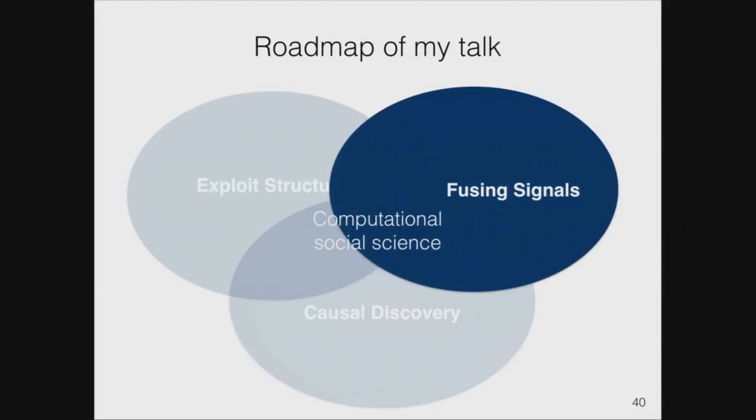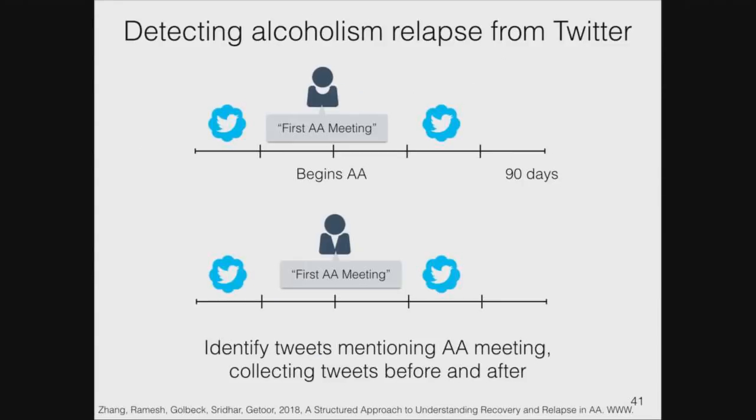So the next part of my talk is going to look at fusing information and combining multiple signals for prediction. For this, we looked at Twitter for people that tweeted about going to their first AA meeting. For these users, we gather tweets before they said that, and we gather tweets after for up to 90 days, and actually beyond. But I'm going to look at the 90-day recovery mark, because that's typically what they use as a benchmark in AA.